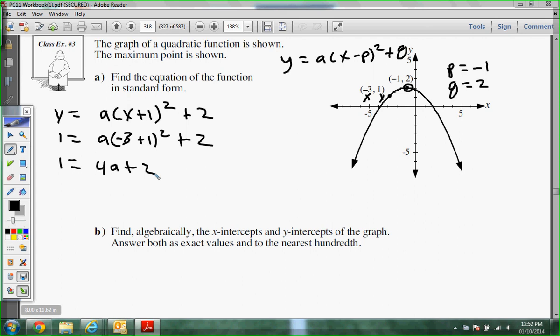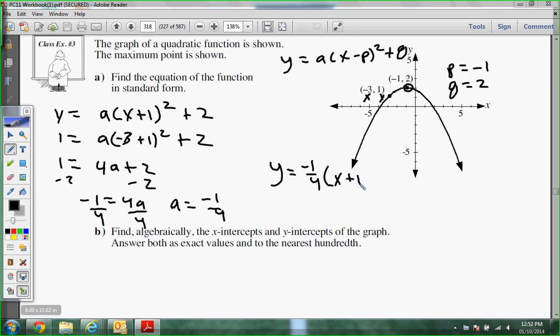All right, and we're just going to solve. Minus 2, and divide by 4. So A is negative 1/4. So it is a compression, and it reflects. My final answer for standard form would be this. That's your final standard form.